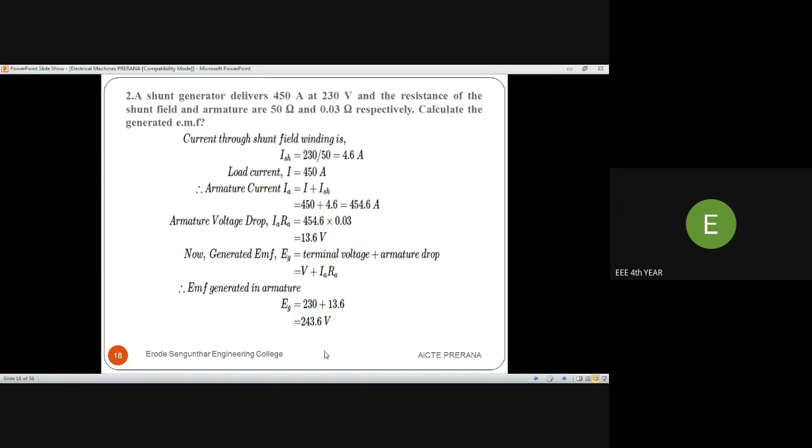So first determine the ISS value, that is the shunt field current. That is V by RSS. We can substitute 230 divided by 50, and we get the 4.6 ampere shunt field current. Then the load current value is already available, I equal to 450 ampere. We can substitute armature current IA equal to I plus ISS. 450 plus 4.6, we get 454.6 ampere.